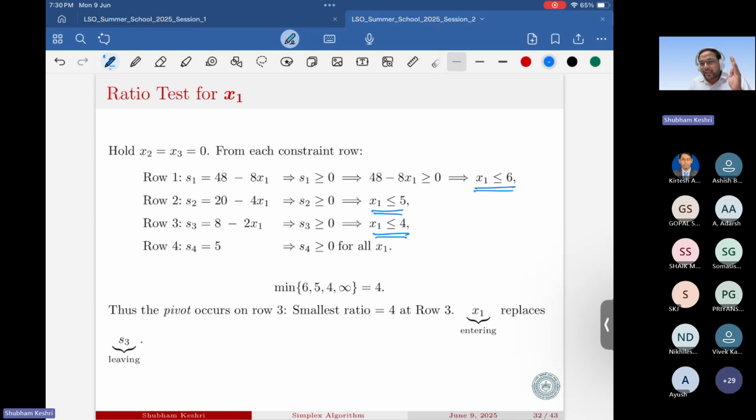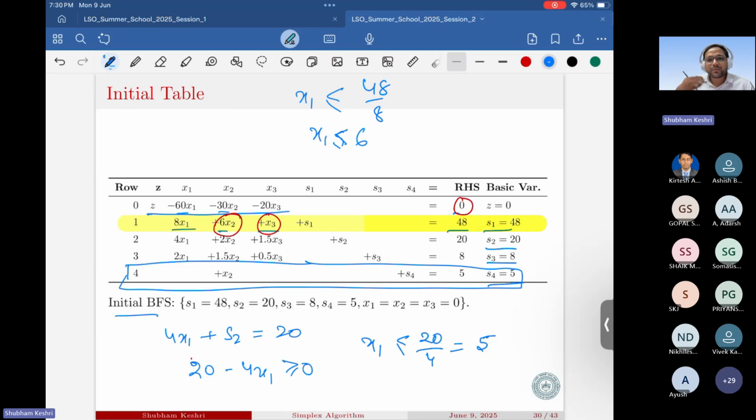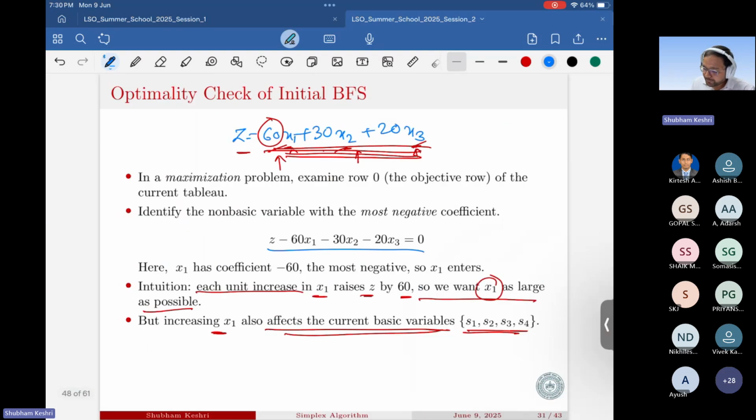Now x1 should satisfy all these values. It should be less than or equal to 6, 5, and 4. And for the fourth constraint, you see there is no x1. So it means x1 can take any value. It will not violate constraint 4. It doesn't matter what x1 takes, because the coefficient of x1 is not there. Constraint 4 will not be violated.